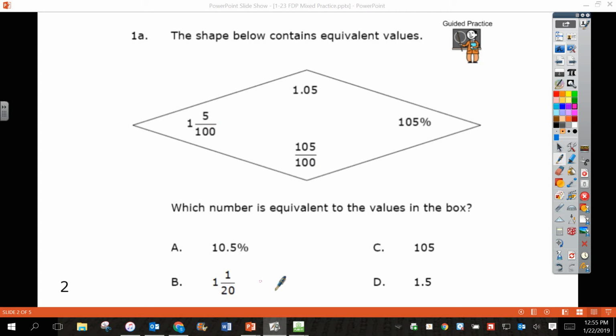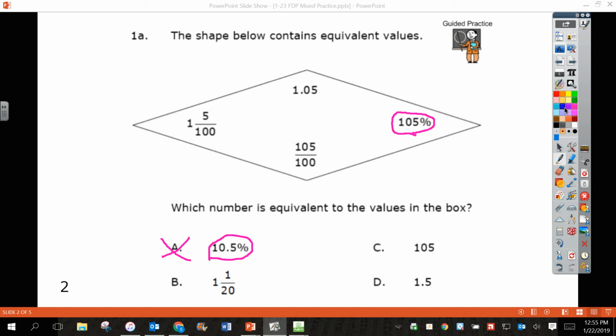What I have to figure out is which one down here is also equivalent to those up here. The easiest one to see is this percentage right here. So our strategy is to circle the percent, 105%, and then come down to the answers. Does that match 10.5%? Absolutely not. So we're going to cross that off.